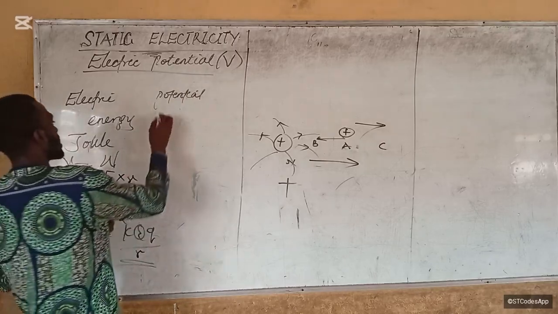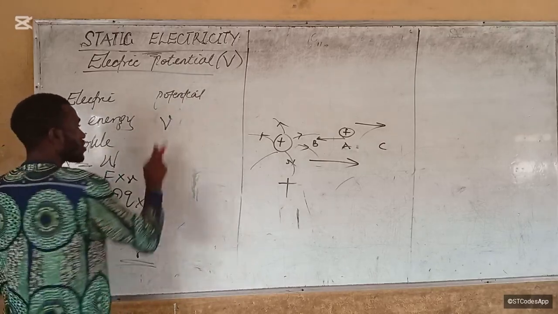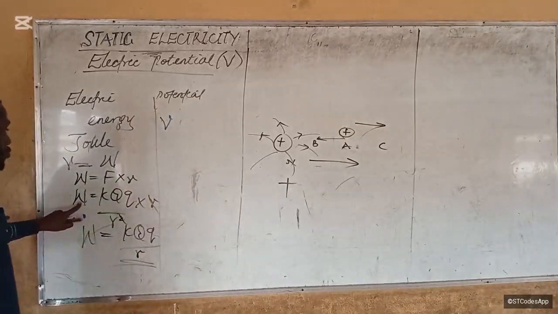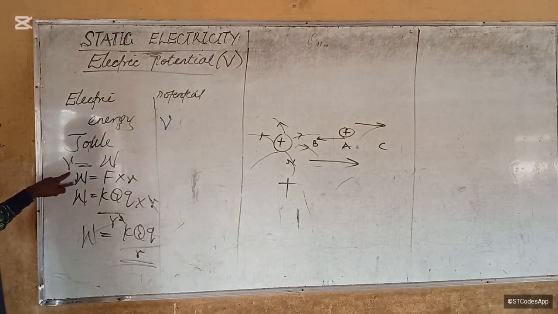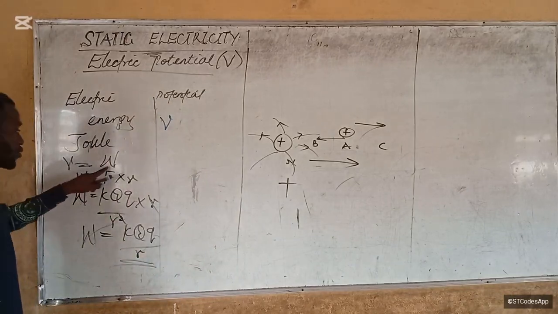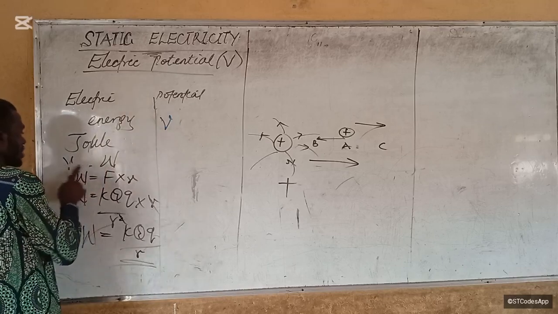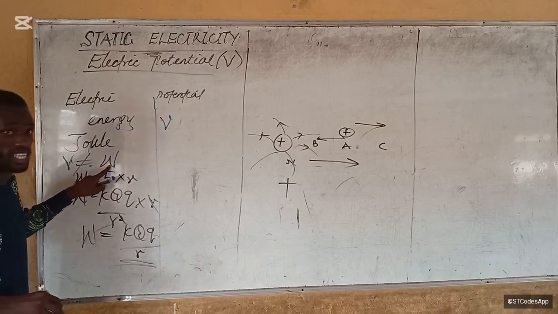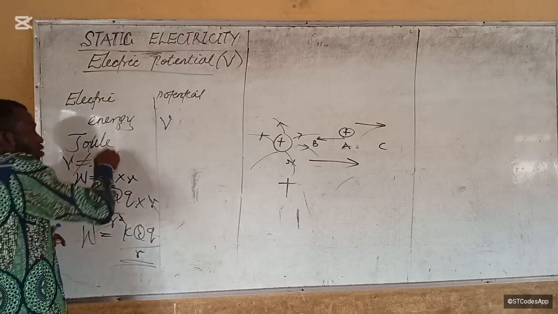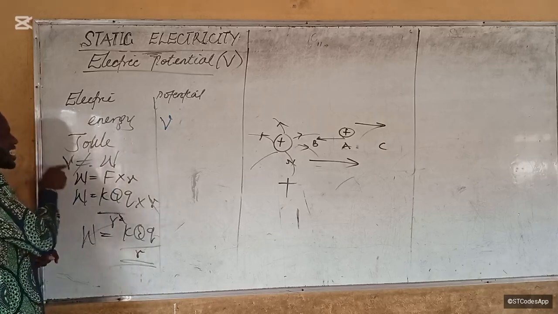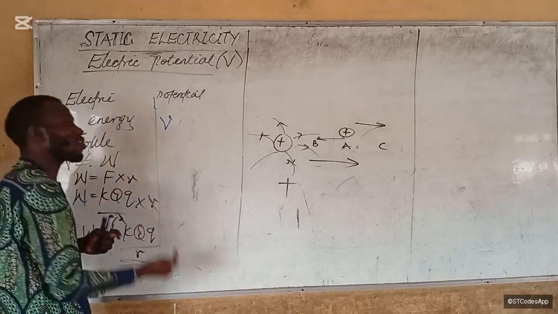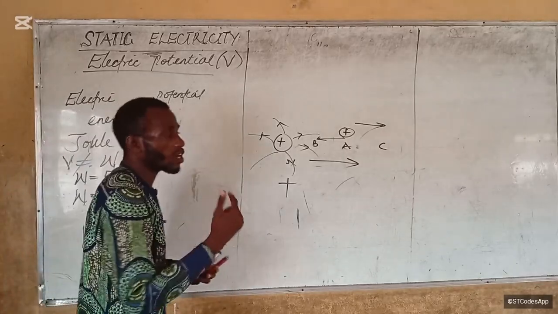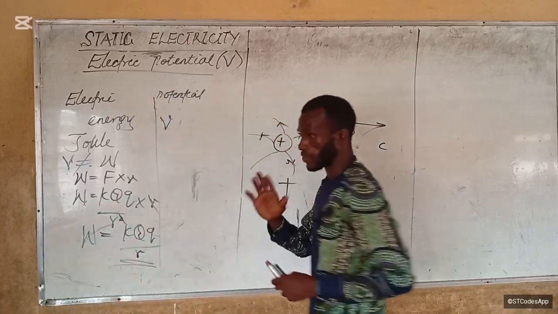But electric potential itself, that is V, is not equal to the electric potential energy, which we represent as W. Electric potential energy is the work done itself. Electric potential is the work done on a unit charge.